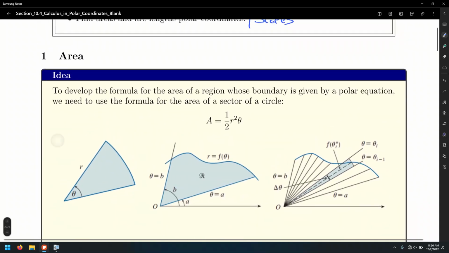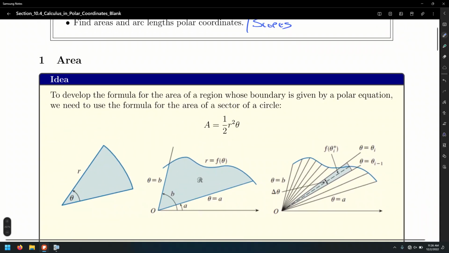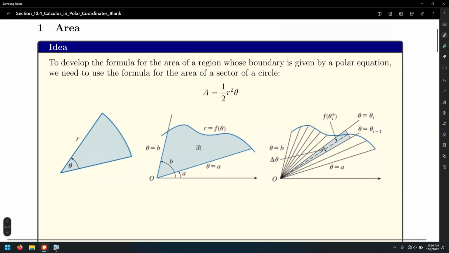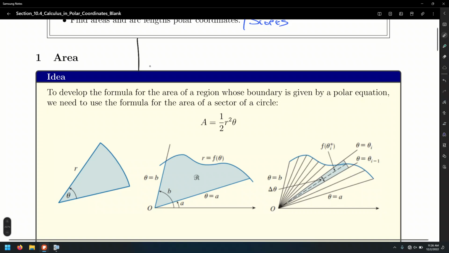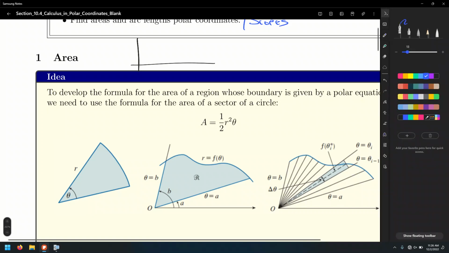So we need to develop the formula first. I mean, I could just give you the formula and go through the examples, but I think it would be pretty cool to get to see where this formula is coming from, really. So, number 1. Okay, back in Calculus 1, just so we can have an idea of what we're going to do here.